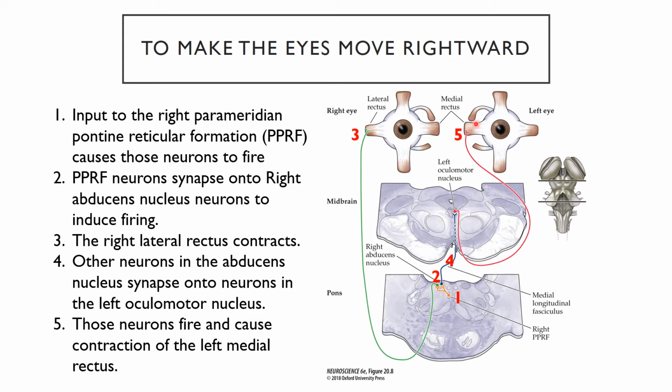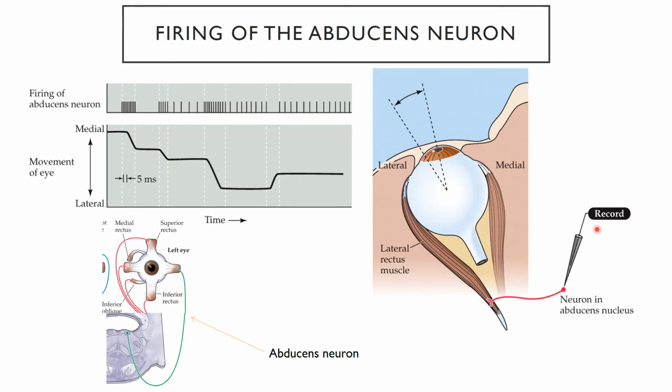That's the contraction part. We also have to talk about how these muscles relax, which we'll talk about in a couple of slides. So let's talk about firing of the abducens nerve and how this is correlated to how much movement is actually occurring and overall position of the eye. So we're talking about just this nerve here, the abducens nerve and the abducens neuron. So we can record from this. You can find this nerve and you can measure how many action potentials this nerve is firing.